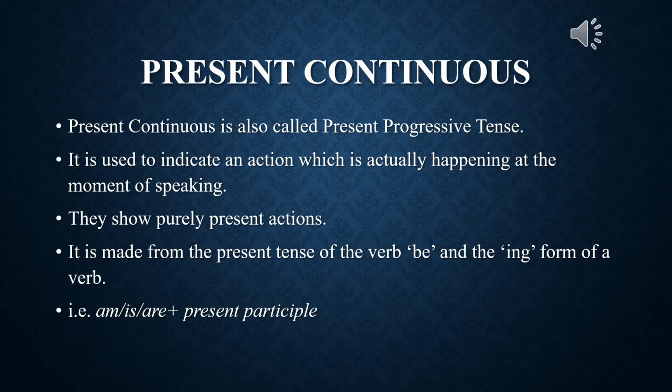Now let's look into present continuous tense. Present continuous tense is also called present progressive tense. It is used to indicate an action which is actually happening at the moment of speaking. If there is a tense that can show purely present action, it is the present continuous tense. Let's look at how a present continuous tense can be formed. It is made from the present tense of the verb be and the ing form of a verb, that is, am or is or are plus present participle. For example, he is playing, she is sleeping, etc.